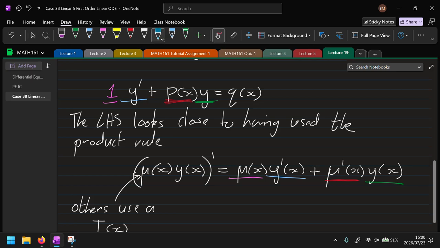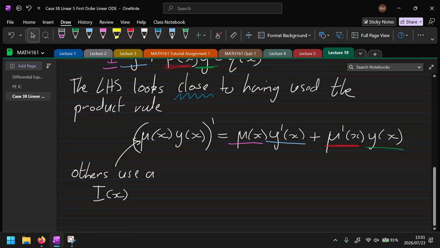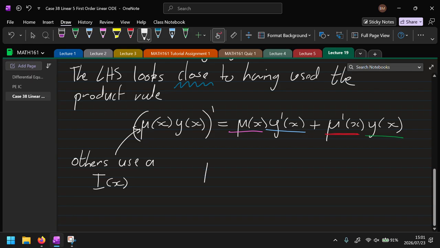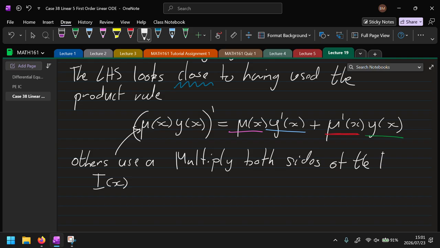Okay. But again, I emphasize here, this is close to having used the product rule. Why do I say that? Well, this mu function there, we put that ourselves, right? That never existed at the beginning. Okay, so how can we fix that? If we just multiplied the one side by mu, we have to do the same to the other side. So we're going to multiply both sides of the differential equation by mu of x to get this product rule that we want.